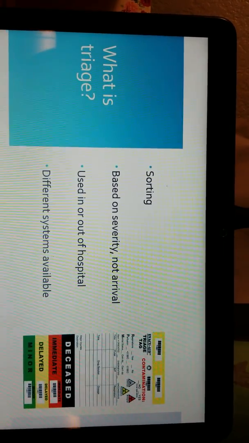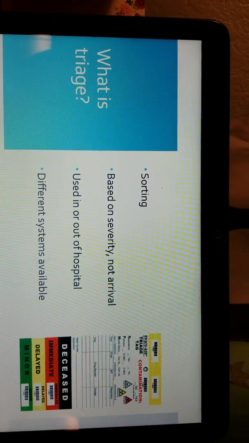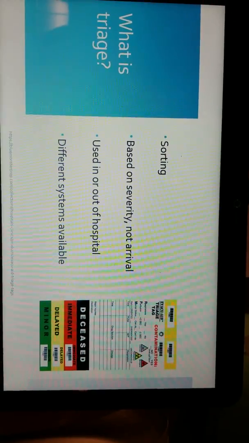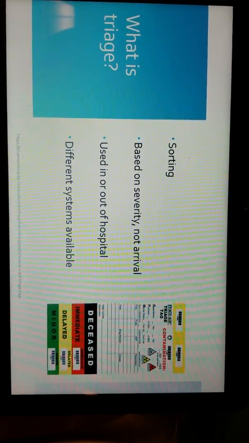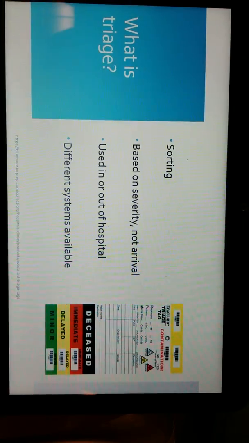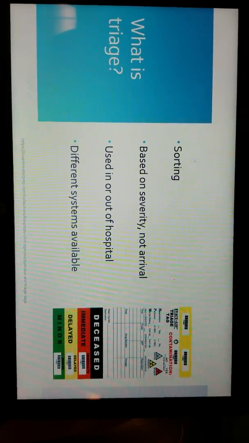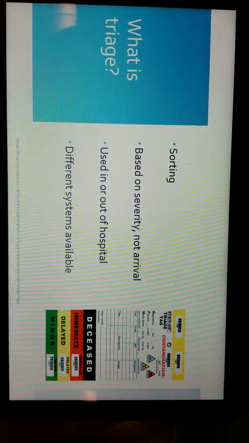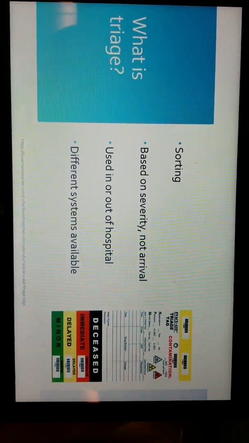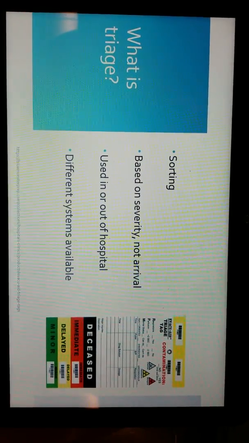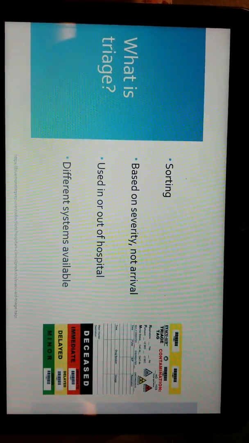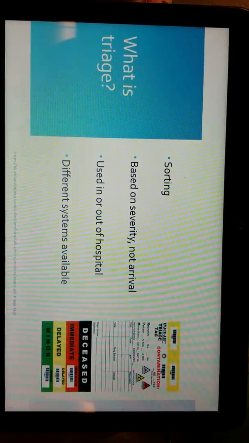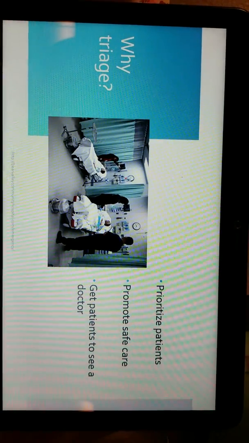So triage systems can be used in or out of the hospital, and there's a lot of different systems available. The tag on the right is an example of a pre-hospital tagging system or a mass casualty tagging system that's frequently used. But lots of different systems are available, and as with anything in nursing practice, we do want to make sure that whatever we're using is evidence-based. So just as you're going out into practice, make sure that you are aware of what type of support the system has that your facility is using.